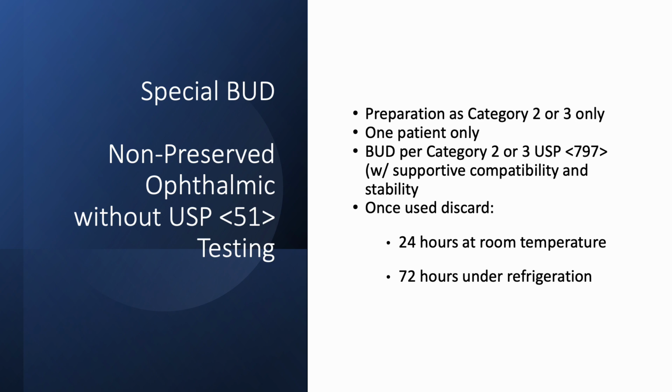There's special consideration for non-preserved ophthalmics. First of all, they must be prepared in a Category 2 or Category 3 compounding area, and they can only be prepared for one patient and one patient only. Now, after they're compounded, they can be assigned a beyond use date according to the category under which they're compounded, which would be Category 2 or Category 3. However, once they're opened and started to be used, after 24 hours, they must be discarded if they're stored at room temperature, and 72 hours if they're stored under refrigeration.